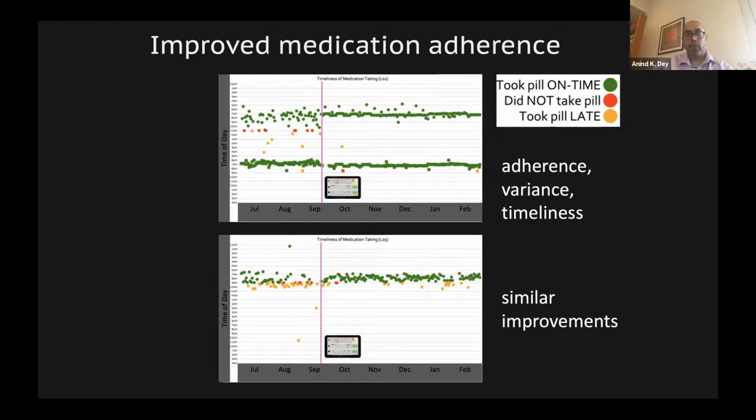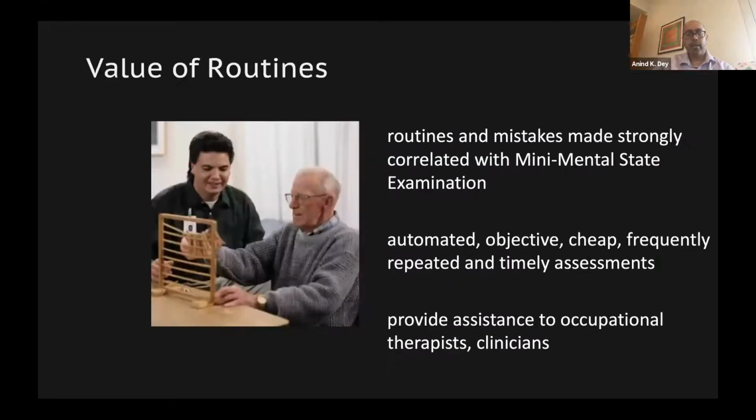And across the board, we saw for all of our participants an increase in adherence, a reduction in the variance, an improvement in the timeliness, what time they took their medicine. And we saw similar improvements if you look at the coffee maker and the phone call making tasks as well. So here's just a very simple example of how routines can be leveraged.